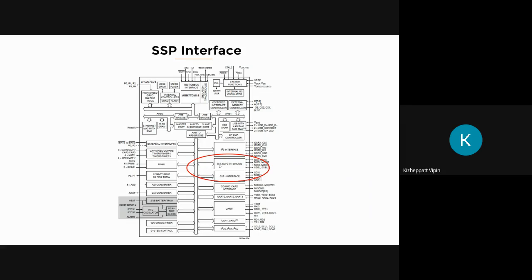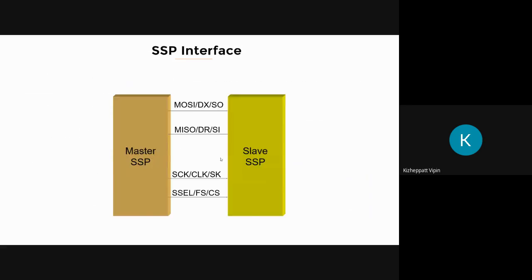SPI is the 1, then SSP 0 and 1 are there. So both of them, that's why I want you to get it clearly, although it is shown as a single block. You can have this SPI running separately and you can configure this SSP also into SPI. So you can have up to 3.